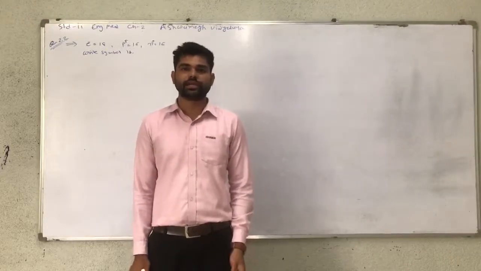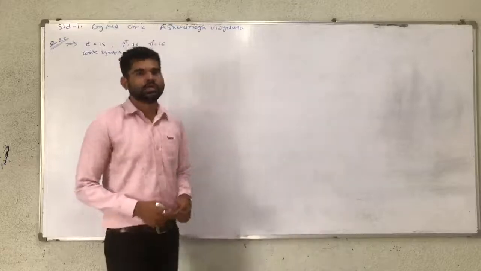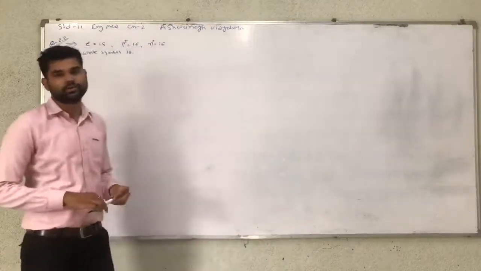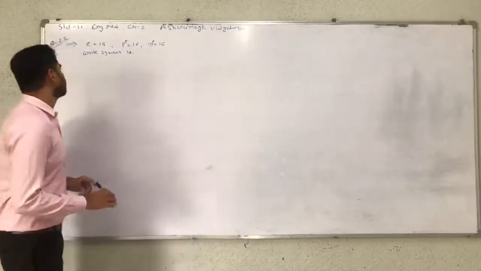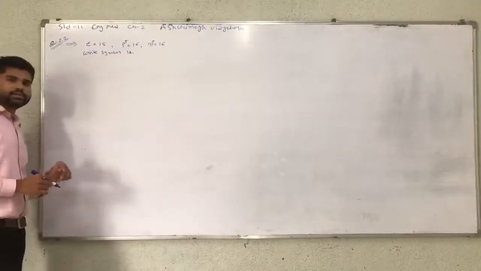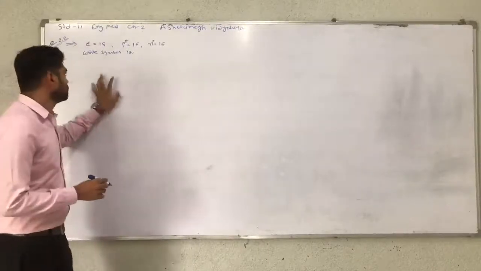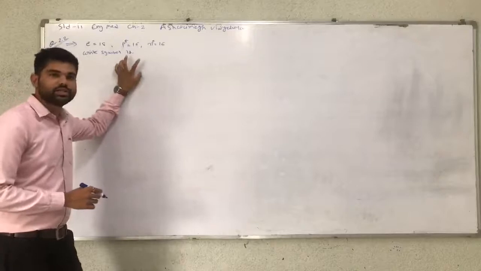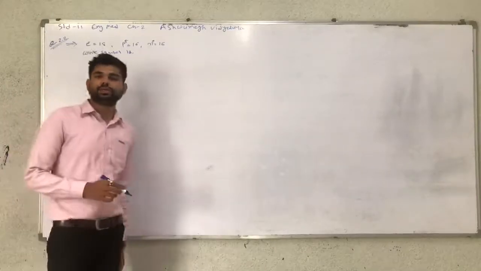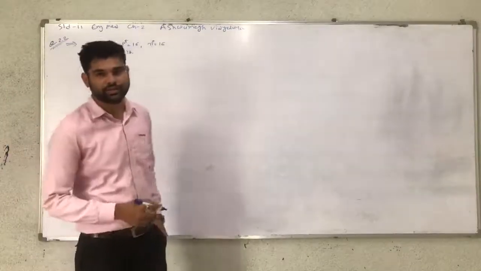Today we will start the economic English medium chapter number 2. Now solve textbook question 2.2. Here the given details: one species contains 18 electrons, 16 protons and 16 neutrons. So write down its symbol and which element is given here.